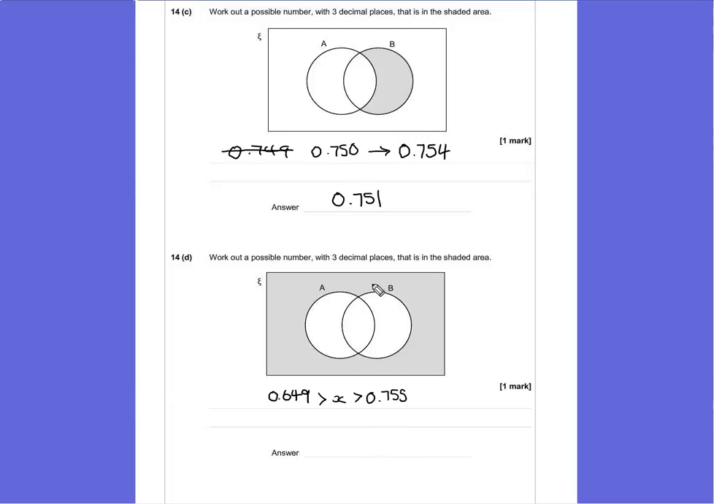So it says to work out just a possible value, any number you can pick outside that range. So for example 0.811, it's bigger than 0.755 and would work.